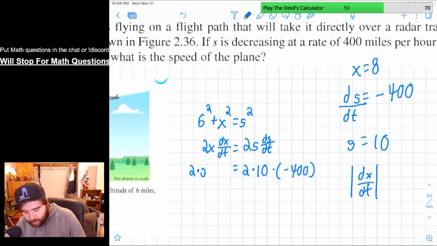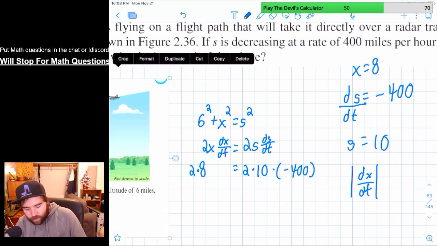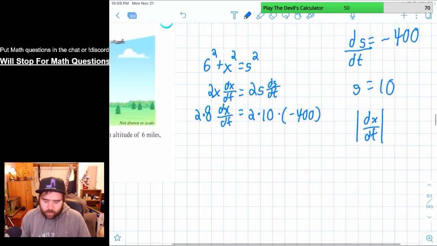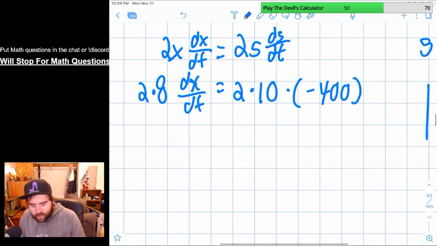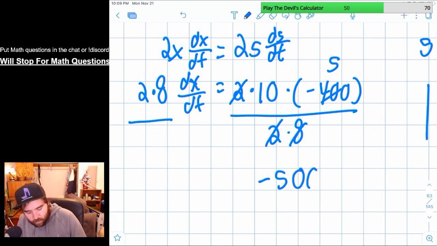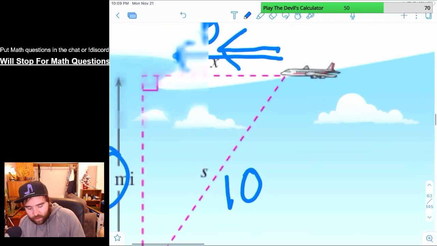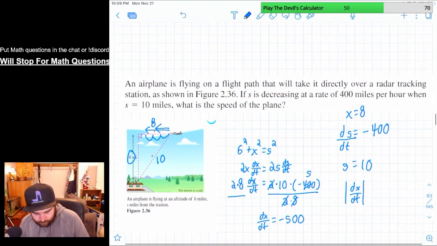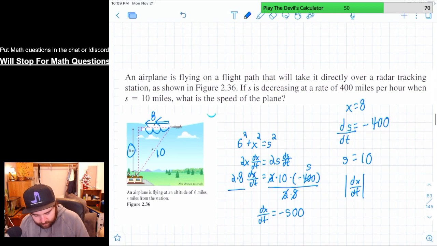So we have 2 times 8 times the thing we're looking for, dx/dt, equals all of that. To solve for dx/dt, we just divide by 2 times 8. So we'll cancel. It should be negative 500. Notice again, dx/dt is negative 500. So this length here is getting smaller at 500. What is that, miles per hour, I guess? Yeah.